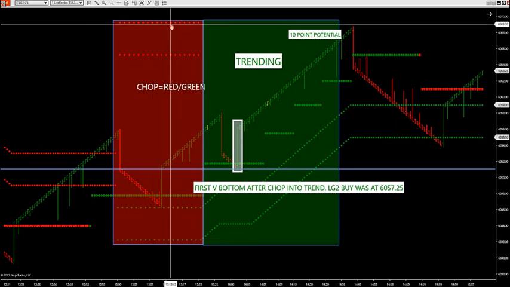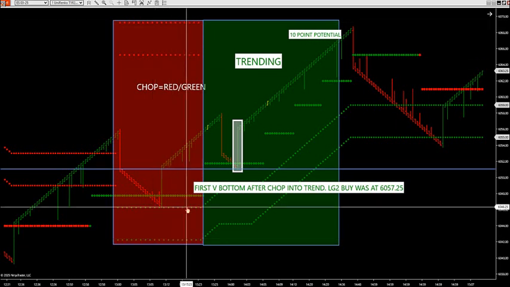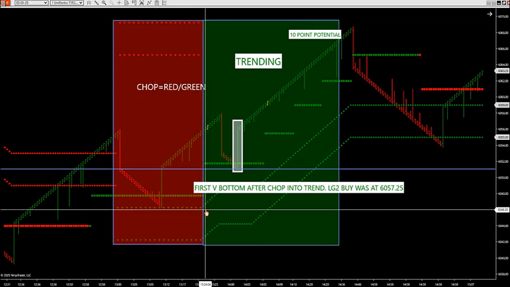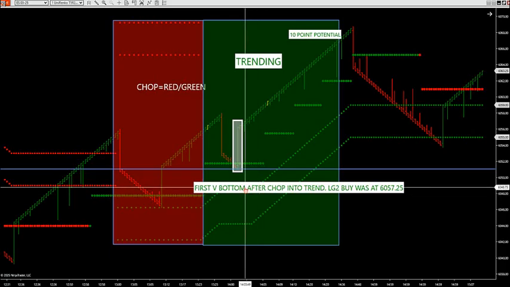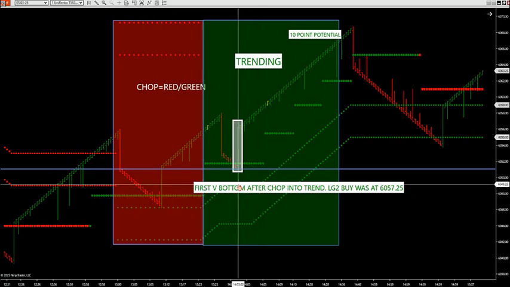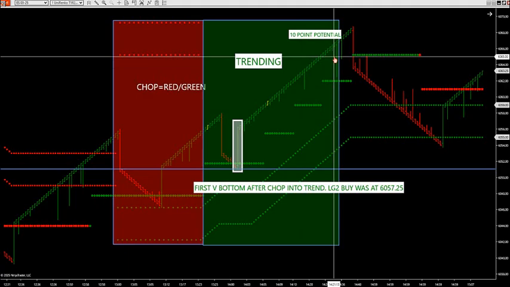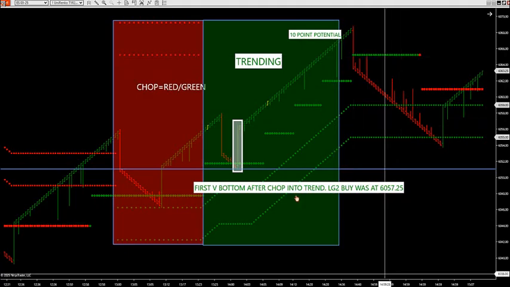It was red-green. The software did not agree. The trend filter, red-green, means we're chop. As soon as it turned green yesterday, I posted in the live room, I said the first V bottom after chop into trend. Sure enough, the LG2 buy was 60.57 1/4. It drove 10 points on the software. Replay the first video. We go over that.